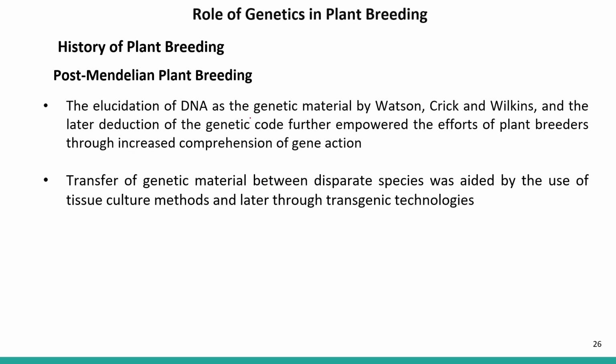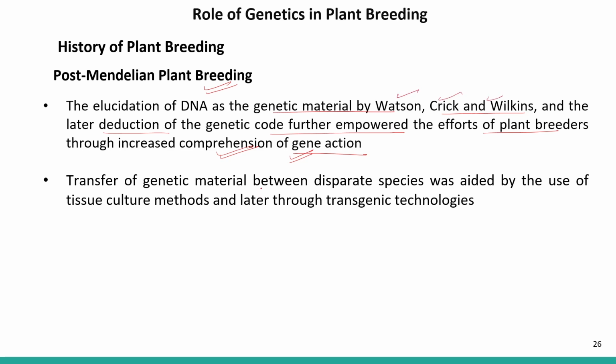Elucidation of DNA as the genetic material by Watson, Crick and Wilkins, and the later deduction of the genetic code, further empowered plant breeders through increased comprehension of gene action. Now the gene was also taken into account in plant breeding technique, and this was the first elucidation given by Watson, Crick and Wilkins.